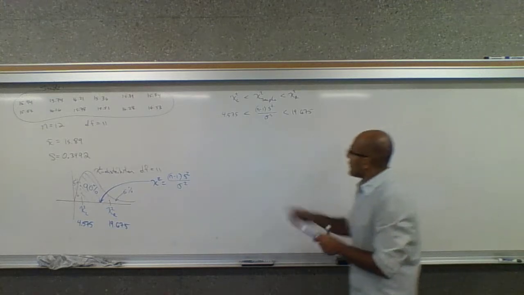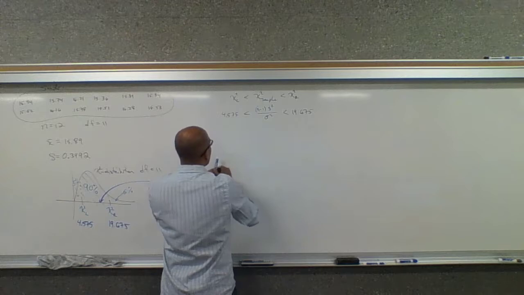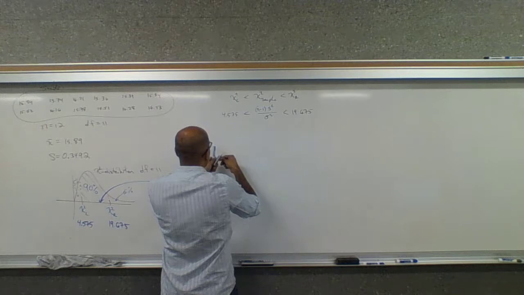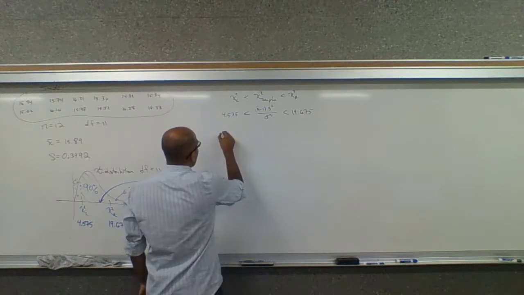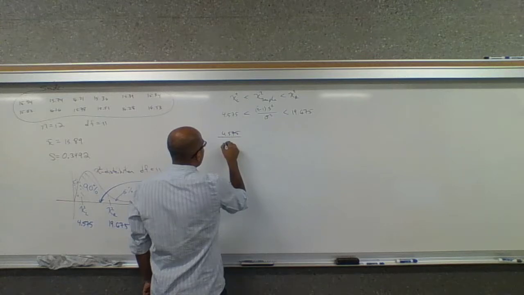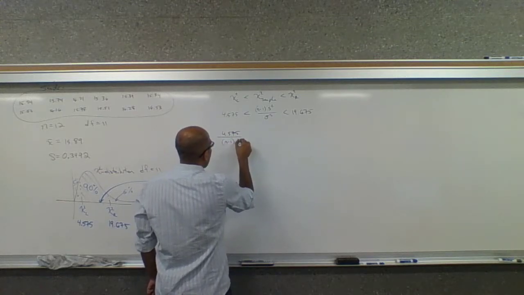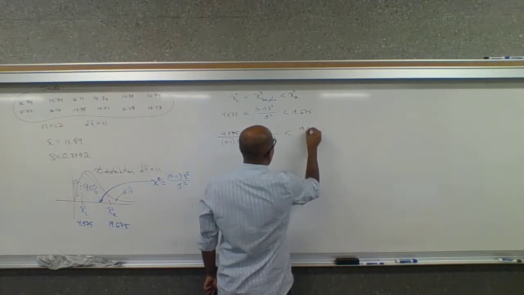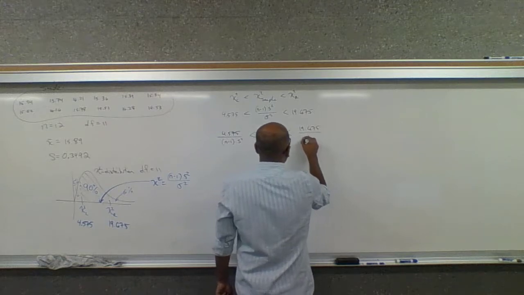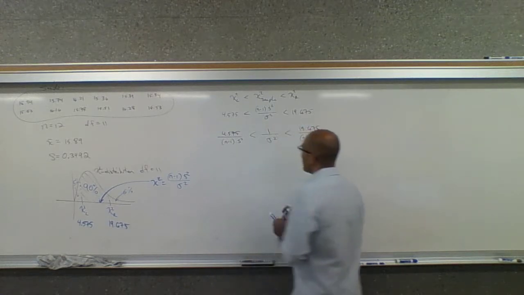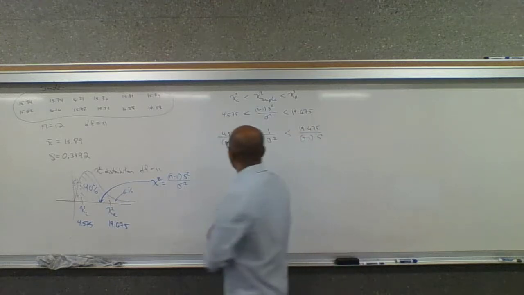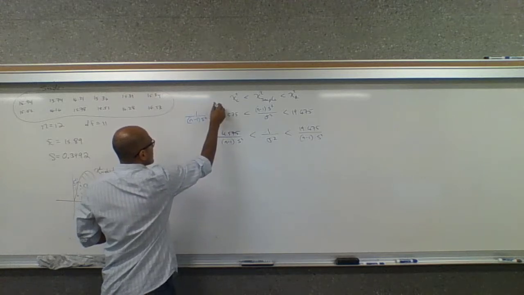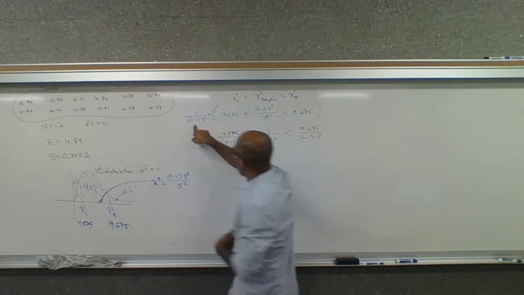Good? Okay, but we don't know sigma squared. That's what we want to identify. So I'm going to multiply everything by this to solve for sigma squared. So I'll end up with 4.575 divided by n minus 1 times s squared is less than 1 over sigma squared less than 19.675 divided by n minus 1 times s squared. All I did is multiply everything by 1 over n minus 1 times s squared. So multiply all three parts of your inequality by that quantity.